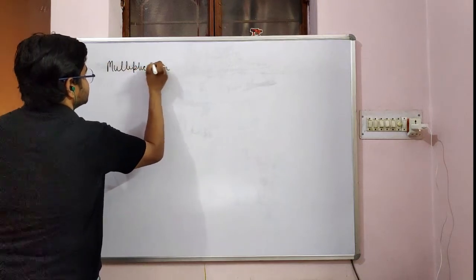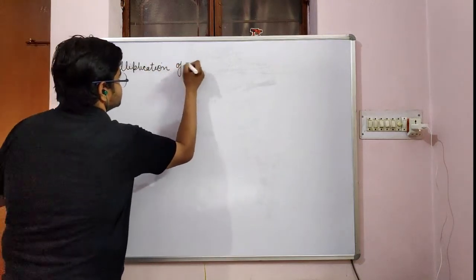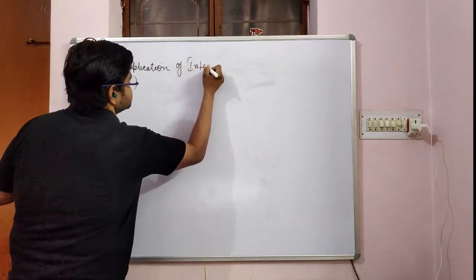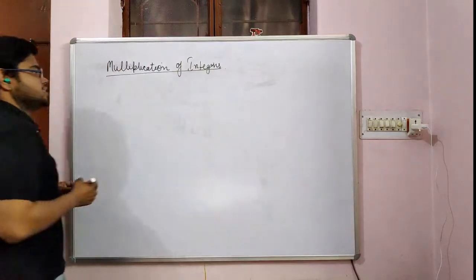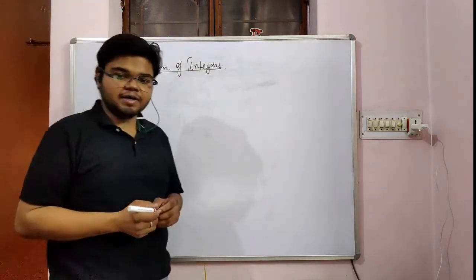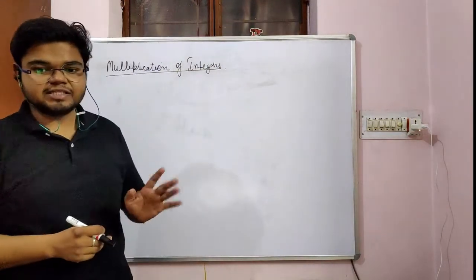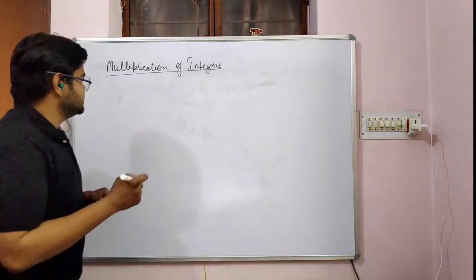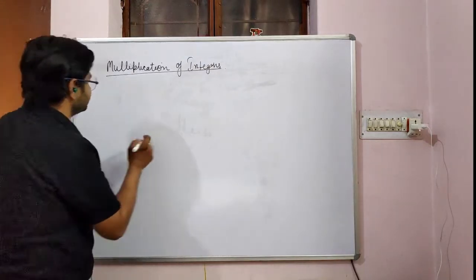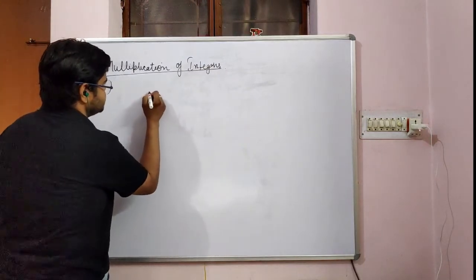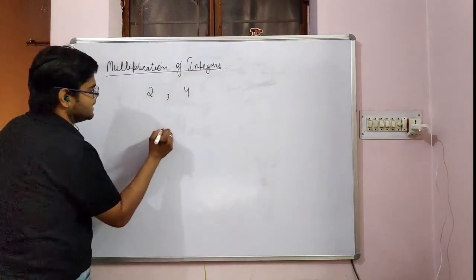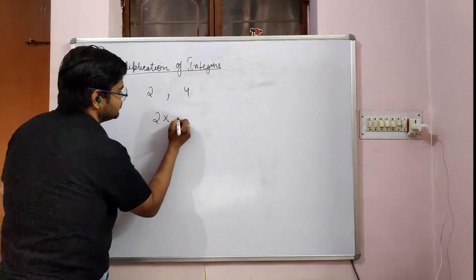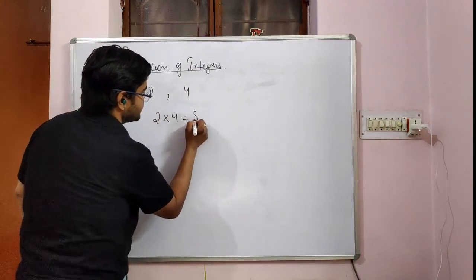Multiplication of integers, and in this we'll be seeing how integers are multiplied. So children, this is very simple. The product of integers is simply, for example, I have two integers 2 and 4, and if I multiply them, 2 into 4 equals 8.